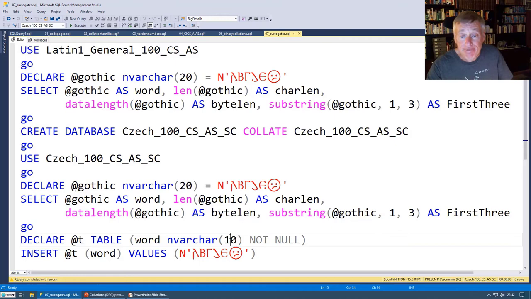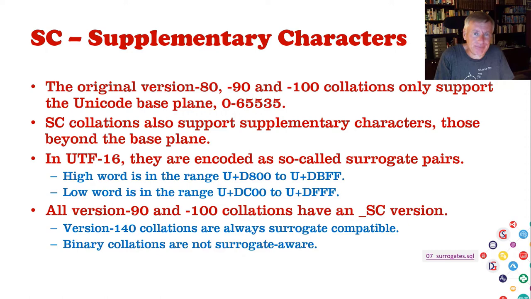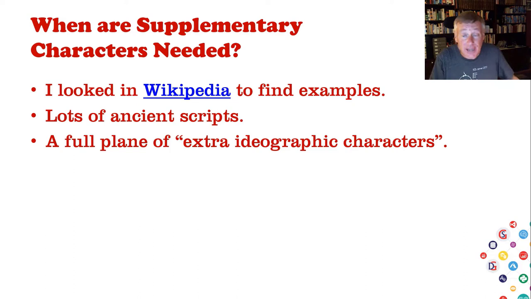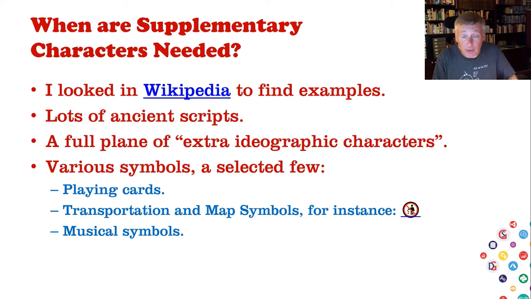So you might wonder, when do we actually need these supplementary characters? Yes, most of these are quite exotic. I looked in Wikipedia to find some examples, and there's a whole slew of ancient scripts that may not be in your run-of-the-mill system. There's a full plane, 65,535 code points, with extra ideographic characters, which you might need if you work with Chinese or Japanese. There are also various symbols. I just took out a few here. Playing cards, you actually saw an example of that earlier on. Transportation and map symbols, there's one section. I included one here. Musical symbols, I wanted to include an example here, but PowerPoint did not support it.